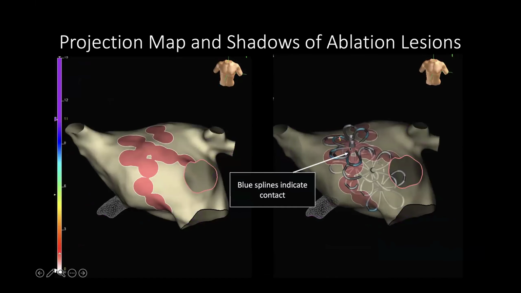So this case was planned to be done with PFA, and we did it with PFA. After delivering a couple of PFA lesions here, we were able to terminate the tachycardia almost immediately, and then, just for reassurance, we decided to reinforce the whole anterior line.